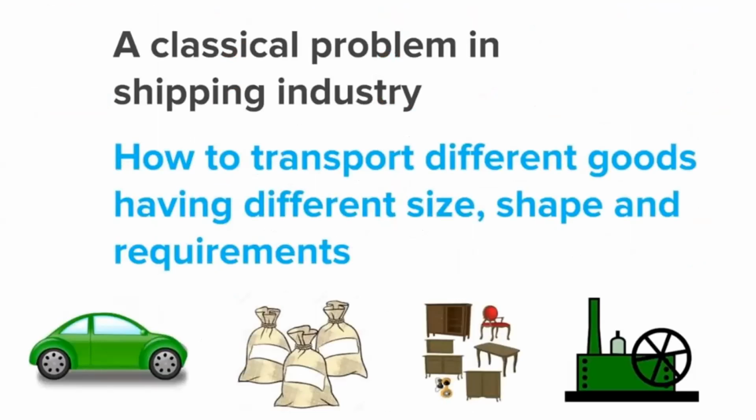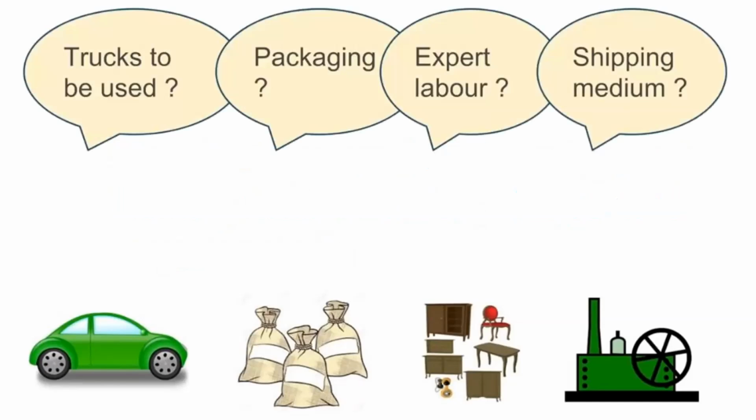A classical problem in the shipping industry. At a slightly friendlier level, we can think about how to transport different goods having different sizes, shapes, and requirements. We have cars, some packages, some chairs, tables, and other kinds of goods. Different customers have different needs and requirements. Some may need one, some may need a combination of these goods. Our final objective is to be able to deliver it to the customer and make the customers happy, guys.